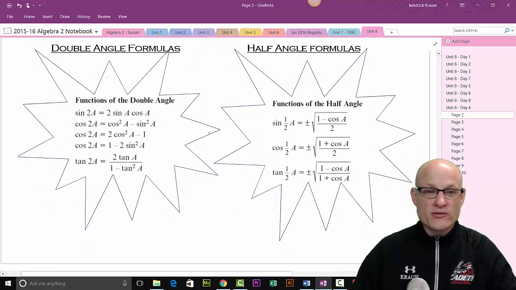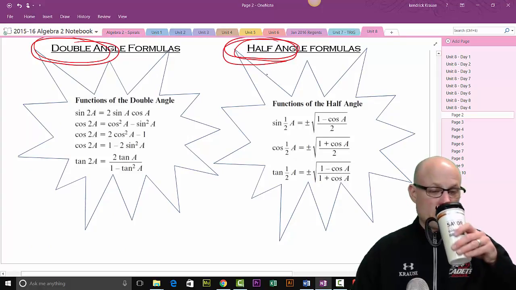There's a few more formulas. These are the double angle formulas. We'll come back to those. And the half angle formulas. We'll come back to those when we get to those problems.